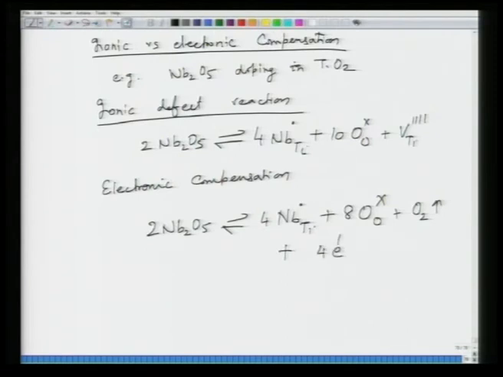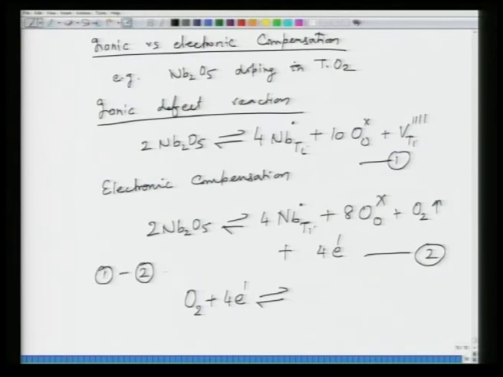So, let us say this is reaction 1 and this is reaction 2. If I now subtract reaction 2 from reaction 1, then Nb2O5 cancel each other and NbTi will cancel each other. What I will have is O2 plus 4E. So, 1 minus 2 gives rise to O2 plus 4E goes to 2OOX plus VTi.